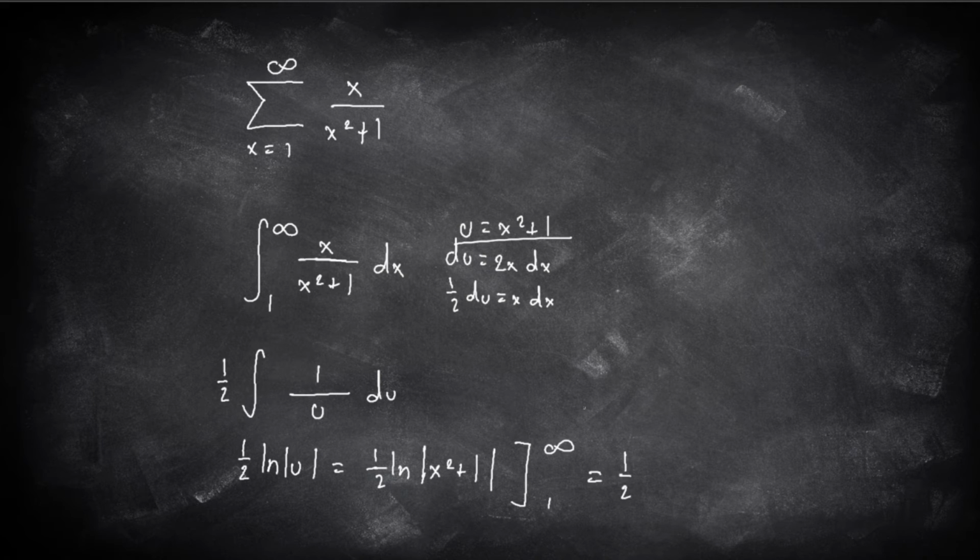Now 1/2, if we plug in infinity, infinity squared plus 1 is infinity, and natural log of infinity. And if we plug in 1, 1 squared is 1 plus 1 is 2, so minus 1/2 natural log of 2. Well, this is going to diverge because natural log of infinity is infinity. So 1/2 times infinity is infinity, and infinity minus a number is always going to be infinity. So overall, since it's infinity, our integral is going to diverge, so does our summation.